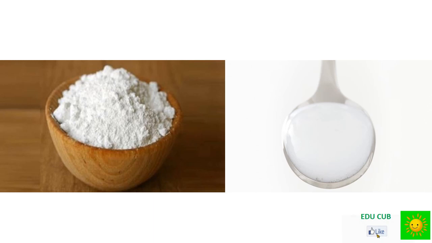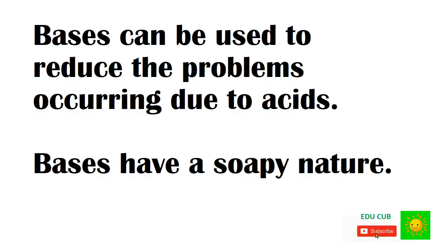Sodium bicarbonate is used as a treatment for bee sting. Milk of magnesia tablets are taken for gastritis. Lime is added to reduce the acidity of soil. Sodium bicarbonate, milk of magnesia, and lime water contain chemical compounds called bases. Bases can be used to reduce the problems occurring due to the acids. Bases have a soapy nature.